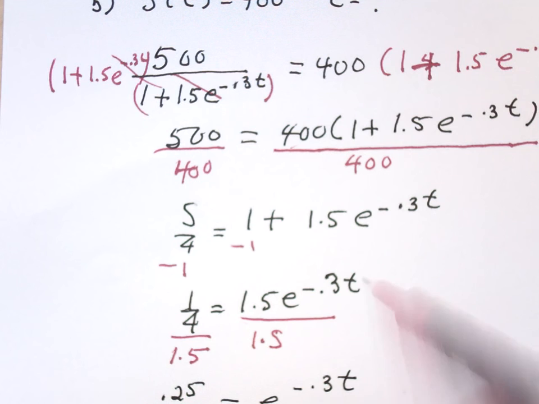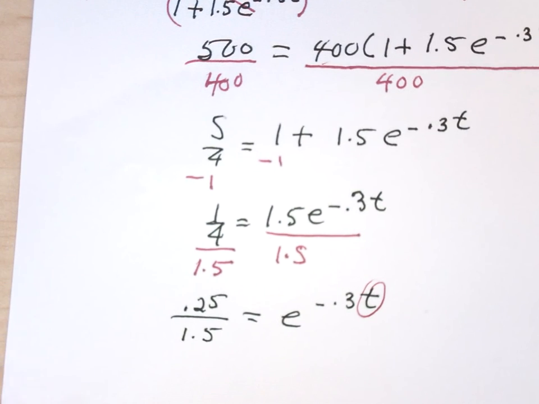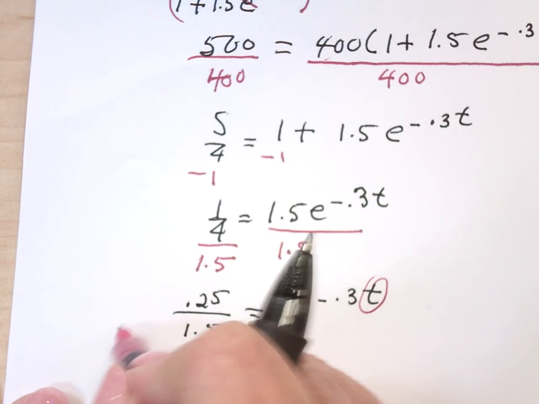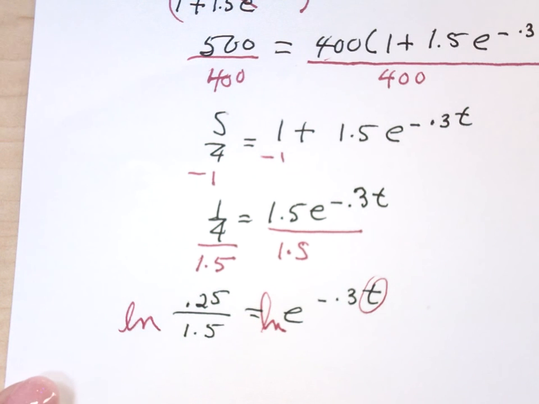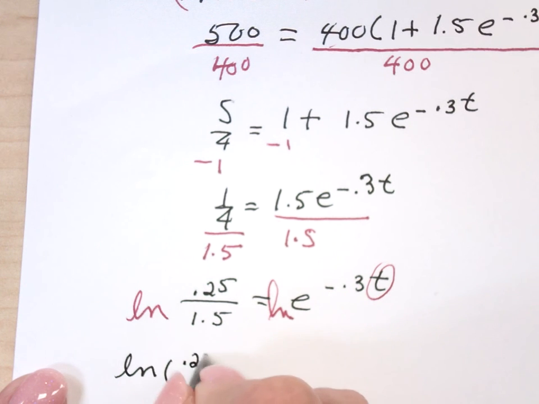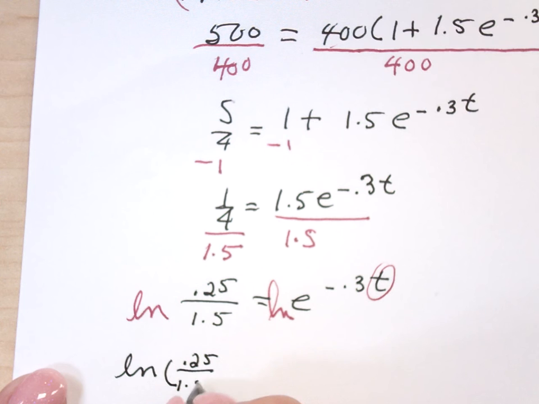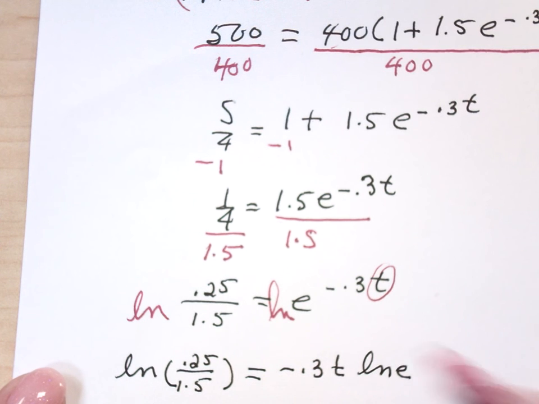Now, I need my grubby hands on this guy right here. How do I get him? Natural log both sides. Because what's the base of the natural log? E. So the natural log of 0.25 divided by 1.5 equals negative 0.3t times the natural log of e. Natural log of e is? 0 or 1? 1. That's log base e of e.